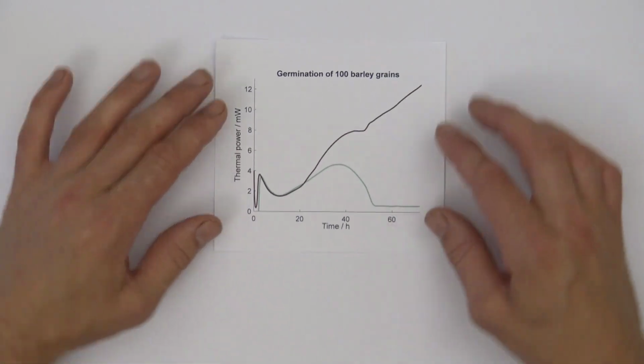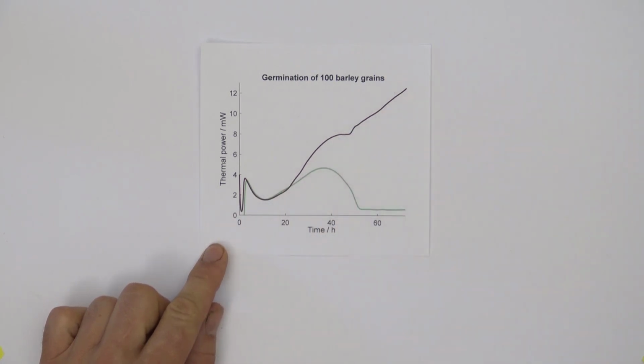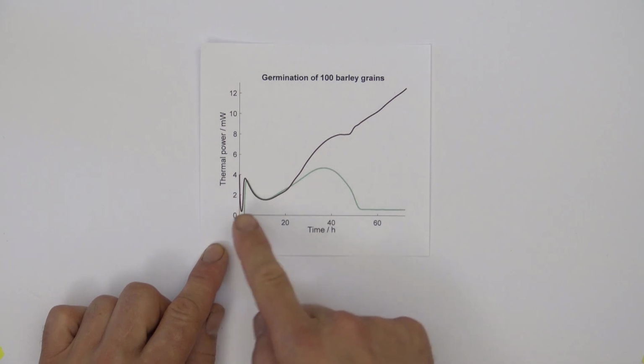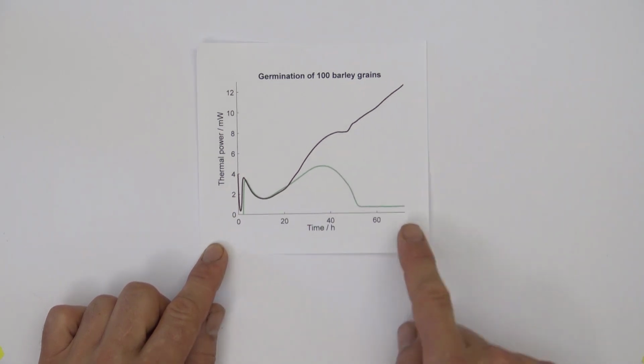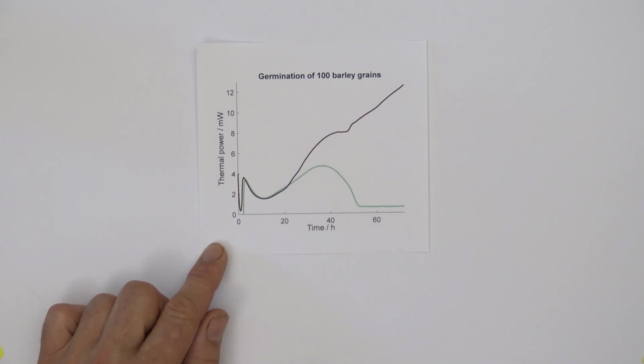We have samples of 100 barley grains, and the black curve shows nicely germinating grains with a high thermal power. This is a 3 day measurement. They have plenty of oxygen because there is gas flow, or air flow, through the vial.